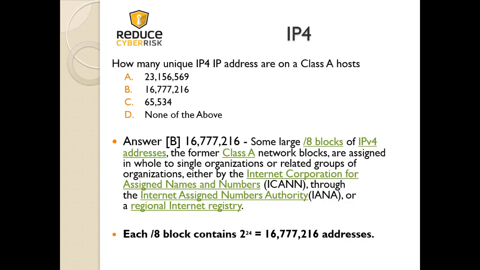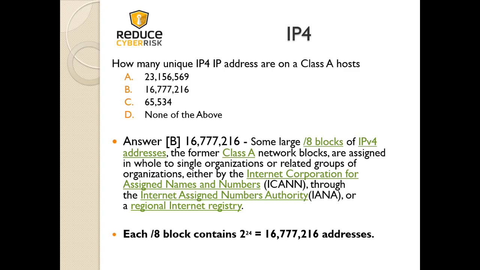Next, we're talking about IP version 4. How many unique IPv4 addresses are on a Class A host? A is 23,156,569.2. B is 16,777,216, or D, 65,534.